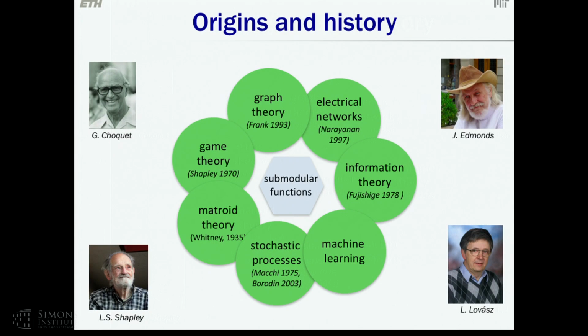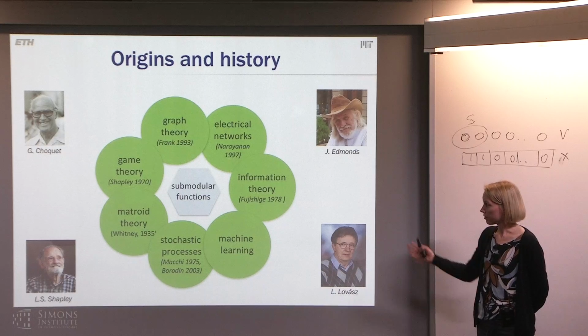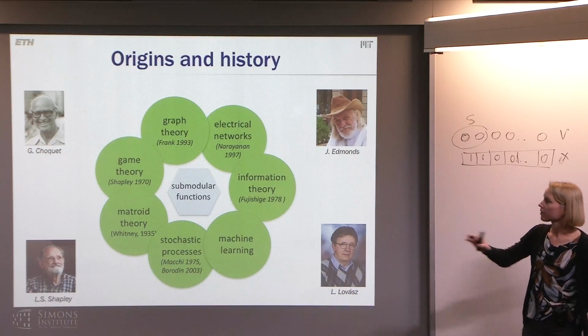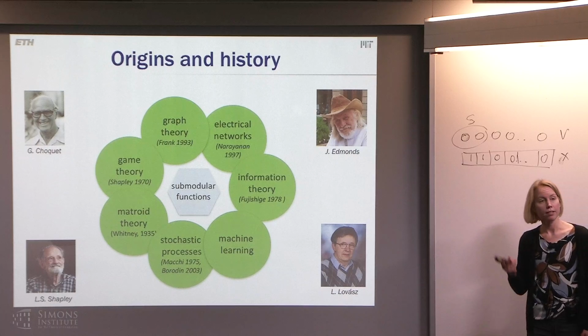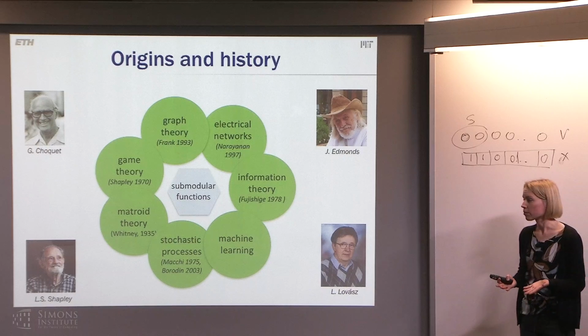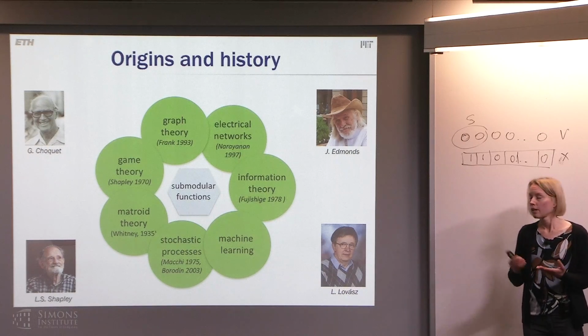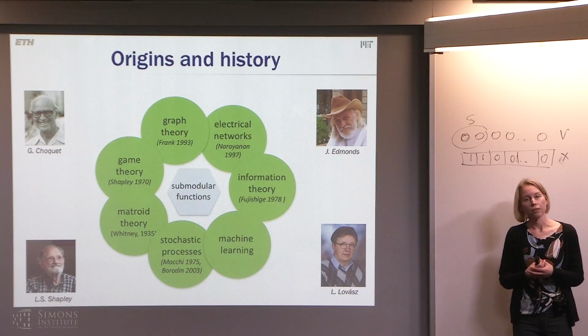Here is an overview of where submodular functions come up and where historically they have arisen. There are many different areas: graph theory, information theory, game theory, stochastic processes, and also machine learning. On the outside you see some of the people who were the first to study and define submodular functions. The first one was maybe Choquet in 1955 in his theory of capacities, and then around 1971, Shapley and Edmonds studied submodular polyhedra that we'll talk about, and Lovász then studied the Lovász extension.